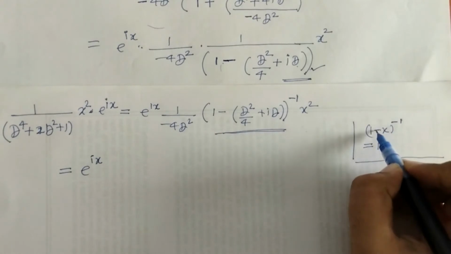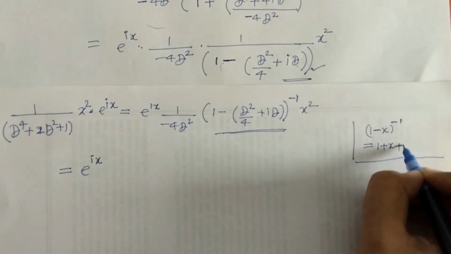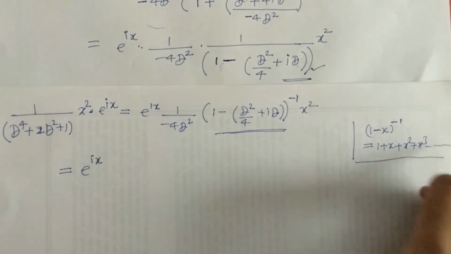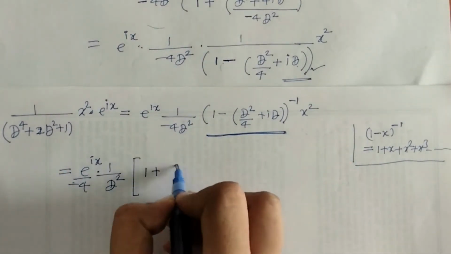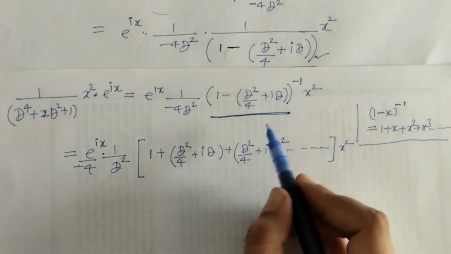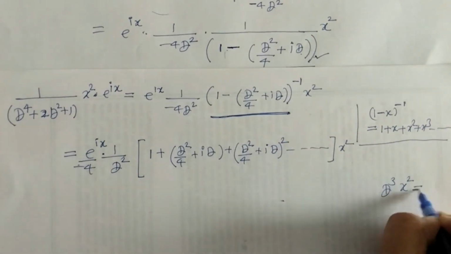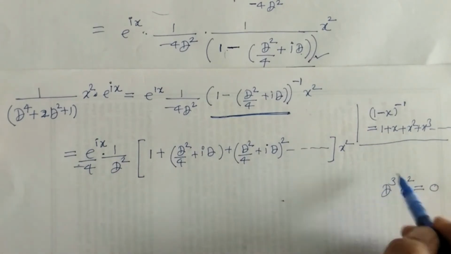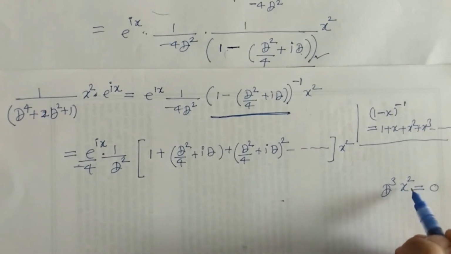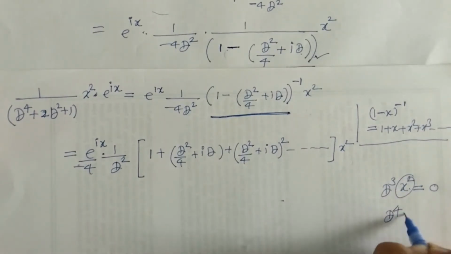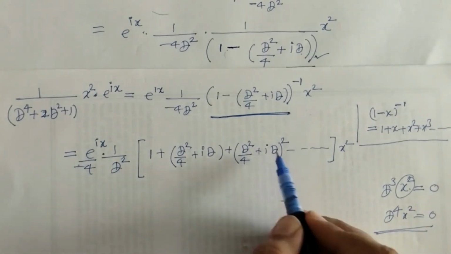When we have 1 minus x raised to minus 1, we have to take 1 plus x square plus x cube and so on, right? So yes, we have to expand this here. We write down this expansion up to d square, because when we operate the term of d cube and higher than d cube on this x square, we get 0, right? So we write down terms up to d square.